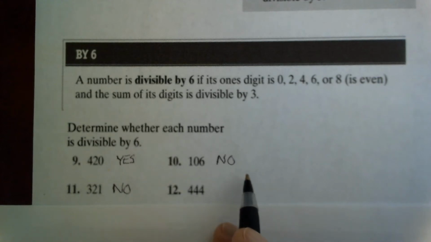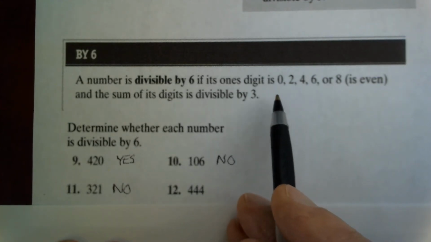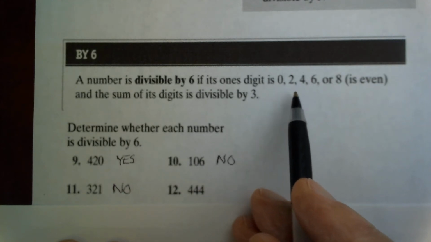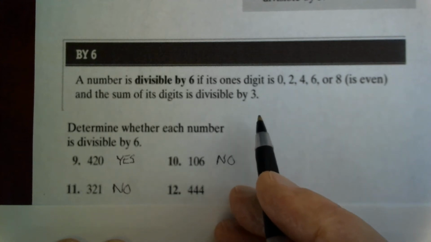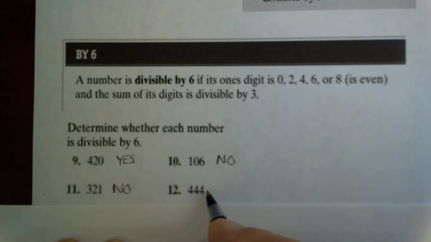So then we look at number 12. Well, it ends in a 4, so it means it's divisible by 2. It's an even number. That works. And now for the sum of the digits, 4 plus 4 is 8, plus 4 is 12. And since 12 is divisible by 3, this number, 444, is divisible by 6.